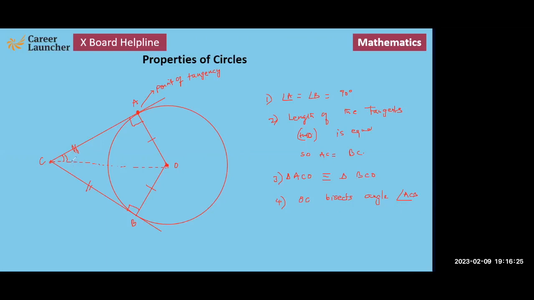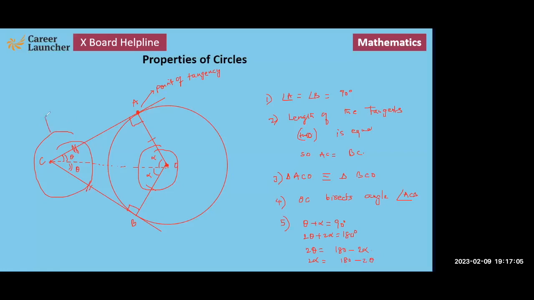So the two angles are equal: if this is angle theta, this will also be theta, and similarly if this is alpha, this will also be alpha. Can we clearly see that theta plus alpha is equal to 90 degrees? Similarly, 2 theta plus 2 alpha will be equal to 180 degrees. So 2 theta will be equal to 180 degrees minus 2 alpha. Similarly, 2 alpha will be equal to 180 degrees minus 2 theta.